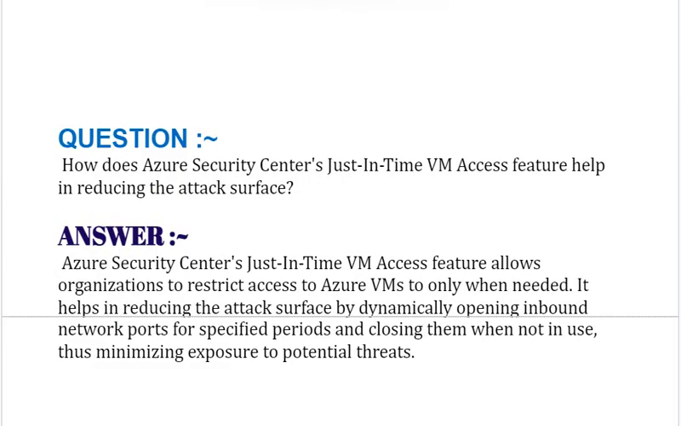Our next interview question is: how does Azure Security Center's just-in-time VM access feature help in reducing the attack surface? Your answer should be: Azure Security Center's just-in-time VM access feature allows organizations to restrict access to Azure VMs to only when needed. It helps in reducing the attack surface by dynamically opening inbound network ports for specific periods and closing them when not in use, thus minimizing exposure to potential threats.